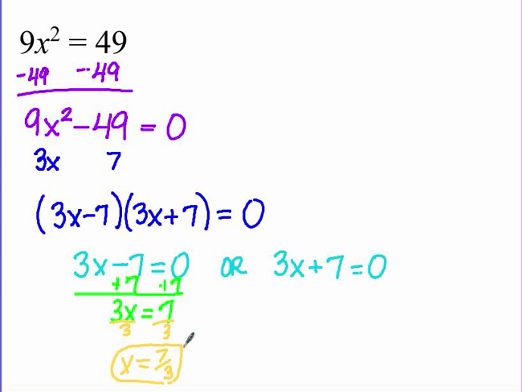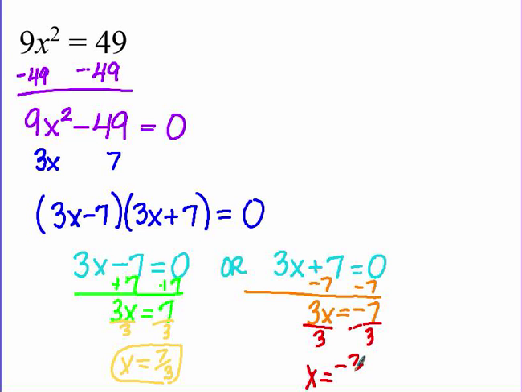Okay. Over here, I'm going to do the exact same thing, except instead of adding 7, I'm going to subtract 7. So I get 3x equals -7. And so what do I get x to equal? -7/3. Okay. Questions?